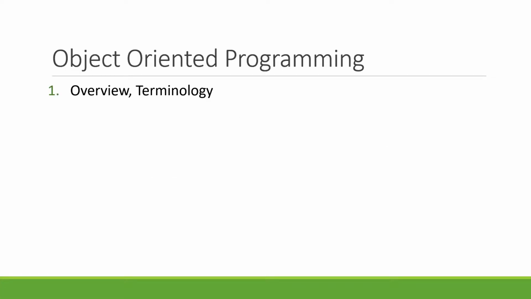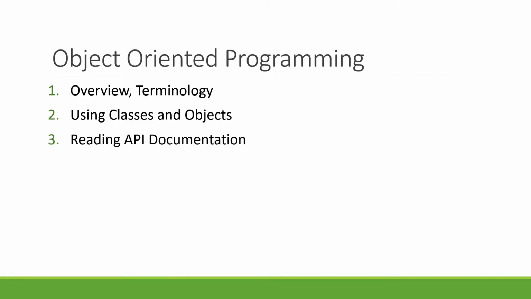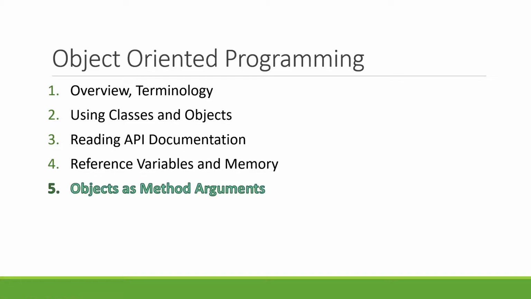In the first video, we had an overview of OOP and learned some of the terminology of object-oriented programming. In the second video, we learned how to use classes and objects. In the third video, we looked at how to discover what classes can do by reading the API documentation. In the previous video, we demonstrated how objects and reference variables are stored in memory, and in this last video, we'll learn about objects as method arguments.